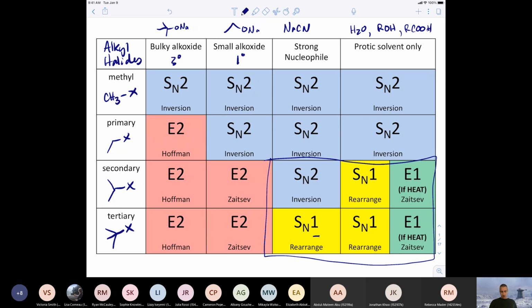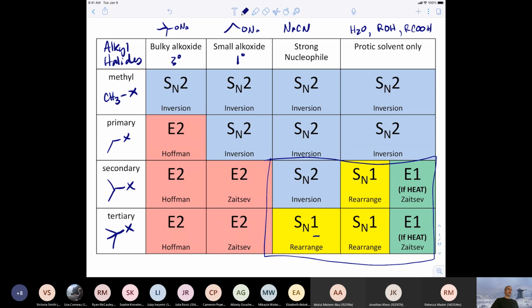And if you just have a protic solvent, it can do SN1 or E1. And the way we're going to demarcate these two, just to simplify everything, and I talked last class about how you will often get a mixture of these two: if there's heat, it's going to be elimination. If there's no heat, in other words, room temperature or cold, then it's going to be SN1.